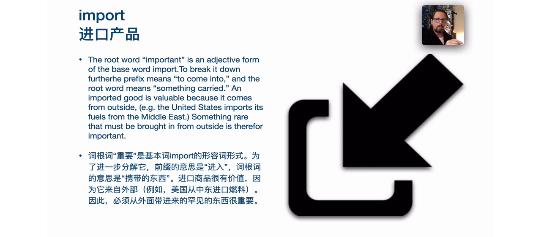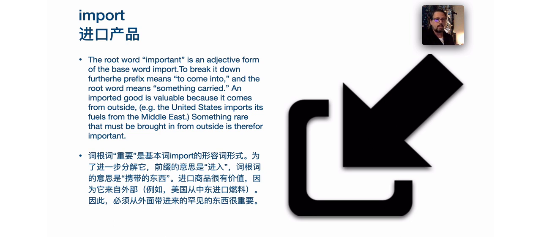Alright, important is the adjective. The base word is actually import. The root word found here is found in other words such as deport and report. Also maybe support. Okay, support, deport, report, and import. A prefix is added to the root word here. The prefix means to come into, im, and the root word means something carried. So the root word means something that is carried, and the prefix to come into together means something that is brought in. An imported good is valuable because it comes from the outside.